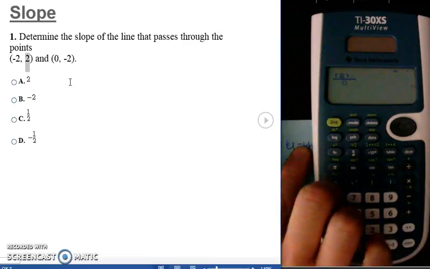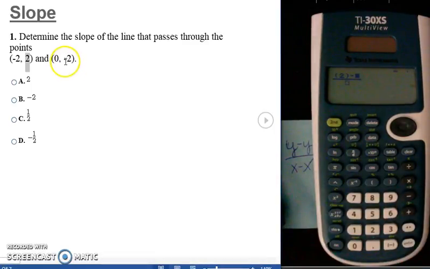And then I'm going to have minus, and then I'm going to take my second y value, negative 2, and put that in parentheses, making sure to use the negative button when the number is negative, and the minus button when the number is minus. Otherwise, I could confuse the calculator.